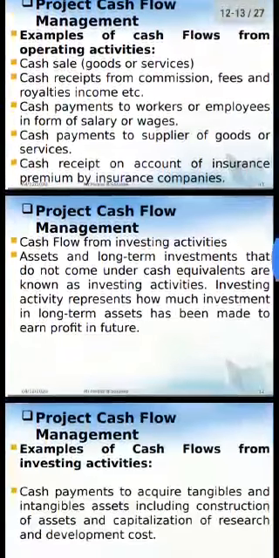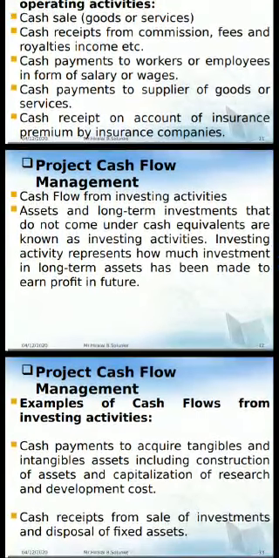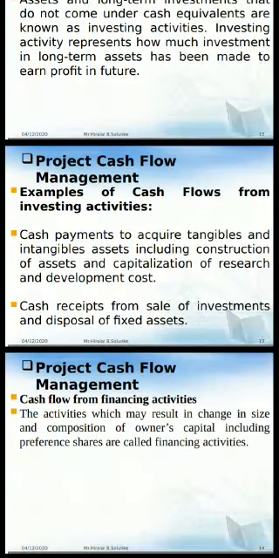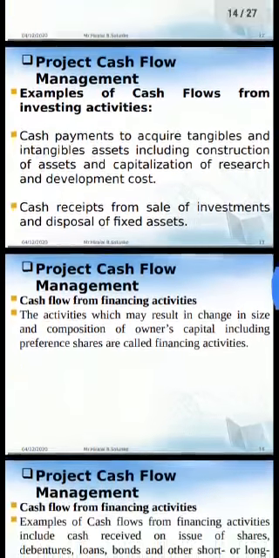Now next one is your cash flow management from investing activity. Assets and long-term investments that do not come under cash equivalents are known as investing activities. Investing activities represent how much investment in long-term assets has been made to earn profit in future. The examples are cash payment to acquire tangible and intangible assets, including construction of assets and capitalization of research and development cost, cash receipts from sale of investment and disposal of fixed assets.